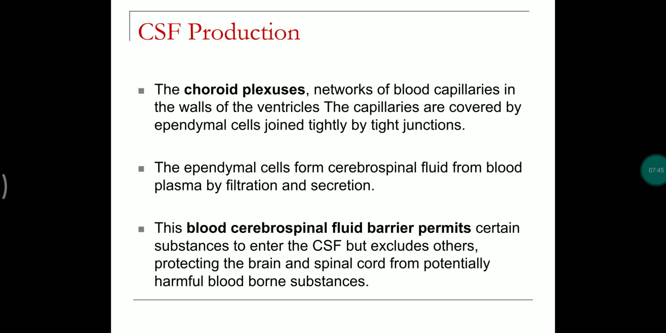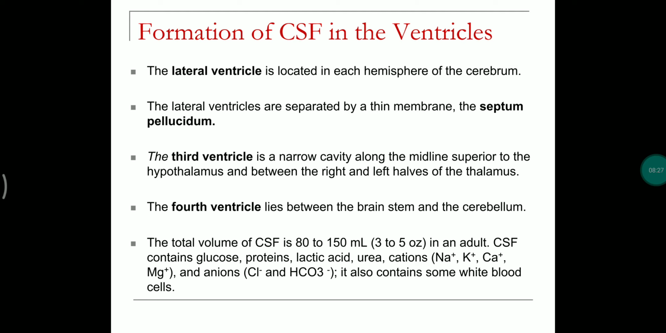CSF production is carried out by the choroid plexus. Choroid plexus are networks of blood capillaries present in the walls of the ventricles, which are tightly joined to the ventricular walls by means of ependymal cells. These ependymal cells form the cerebrospinal fluid from blood plasma by filtration and secretion. This blood-cerebrospinal fluid barrier permits certain substances to enter into the CSF.